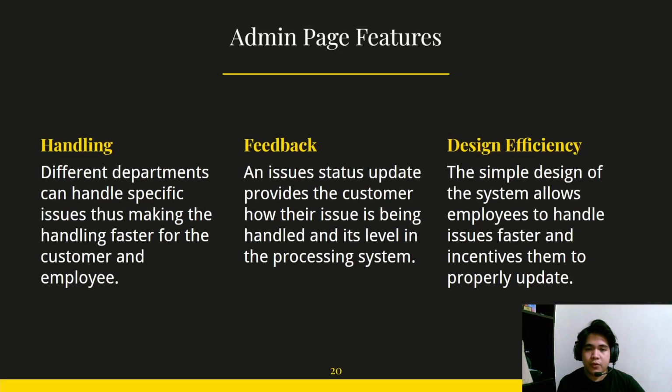Now we have the features. The importance of this is handling. Since we are assigning issues to proper departments, the handling of issues is faster and more direct. And for the feedback, since we are providing the current status of the issue, the customer is aware of how their issue is being processed in the system. Lastly is the design efficiency. We are implementing a material design that is very easy to work with, so the users can actually know the different actions that they can perform in the system.